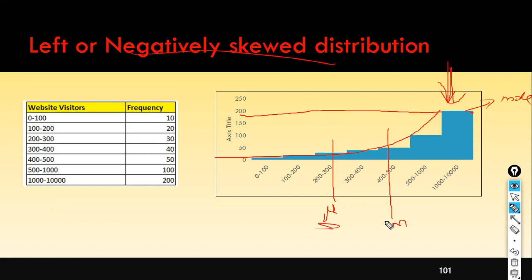The mean is slightly dragged towards the left side of your median. So your median is less than your mode, and your mean is less than your median. We can say that the mean is less than the median, and the median is less than your mode. This is because the mean is pulled down by the lower visitors. Because you have so many lower visitors, your mean got pulled down here.